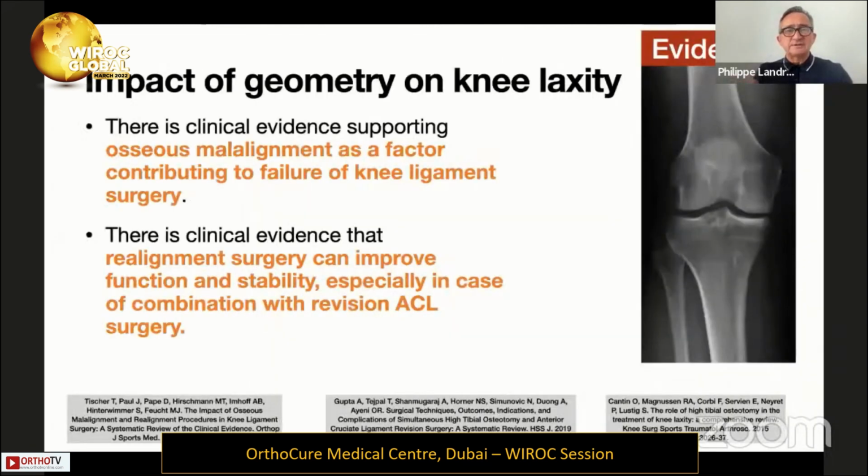So is there evidence that the geometry impacts the knee laxity? Yes, there is. There is clinical evidence supporting osseous malalignment as a factor contributing to failure of knee ligament injury, either varus, which is frequent, or tibial slope. And at the same time, there is clinical evidence that when you realign the knee, you can improve the function and the stability, especially in combination with revision ACL surgery.